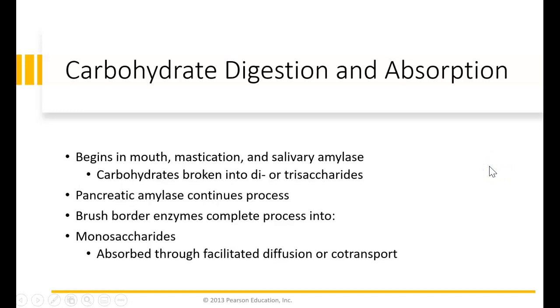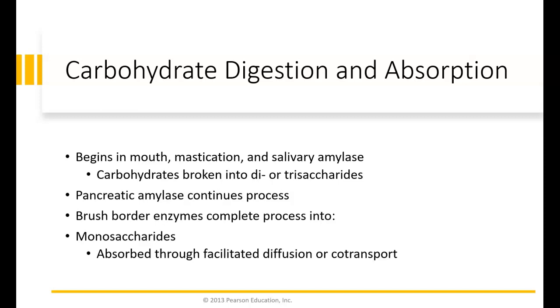Looking specifically at carbohydrate digestion and absorption, this is going to begin in the mouth through chewing and the activity of salivary amylase, which is released by your salivary glands. The carbohydrates will then be broken down into disaccharides or trisaccharides. So we're going from a polysaccharide to a tri or a di. Pancreatic amylase that will be released into the small intestines will continue this process. And then those brush border enzymes found on the small intestines will complete the process, breaking down those carbohydrates into monosaccharides, for instance, glucose, fructose, galactose.